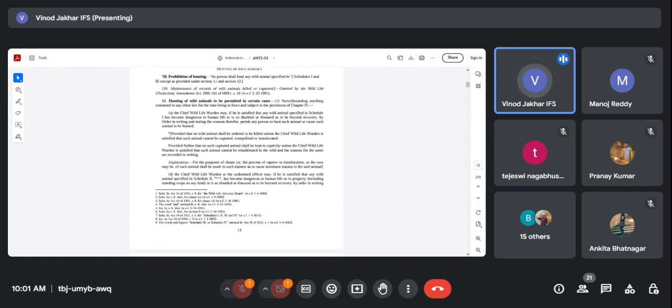Then you can keep that animal in captivity. Send him to a zoo or a rescue center, anywhere, with permission from the Chief Wildlife Warden. Otherwise, you have to release that animal in the wild. If that animal cannot be captured, tranquilized, translocated, then as the last resort, it can be ordered to be killed, but only by the chief wildlife warden and by order in writing.